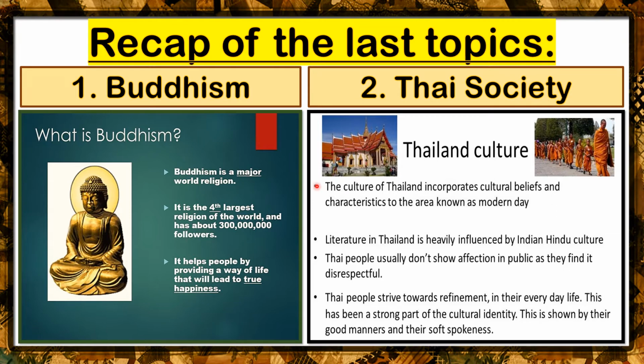Thailand culture. The culture of Thailand incorporates cultural beliefs and characteristics to the area known as modern day Thailand. Literature in Thailand is heavily influenced by Indian Hindu culture. Thai people usually don't show affection in public as they find it disrespectful. Thai people strive toward refinement in their everyday life. This has been a strong part of the cultural identity. This is shown by their good manners and their soft-spokenness.